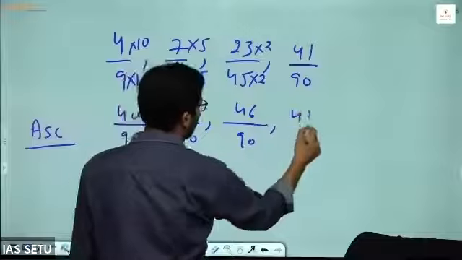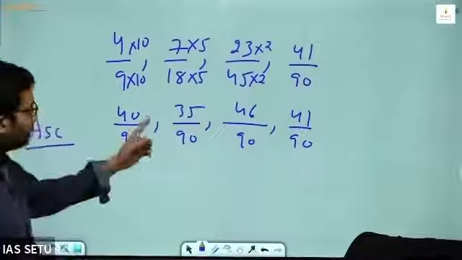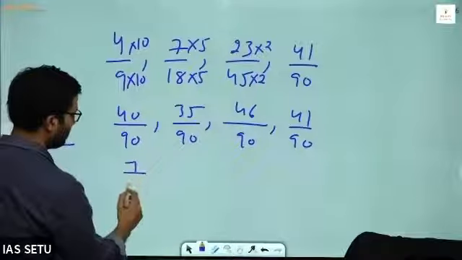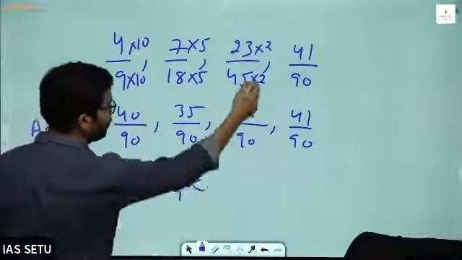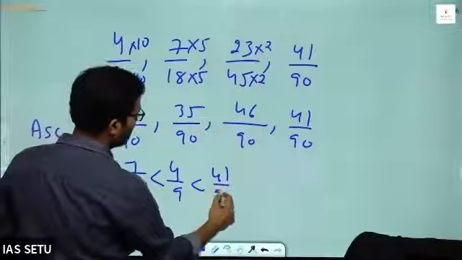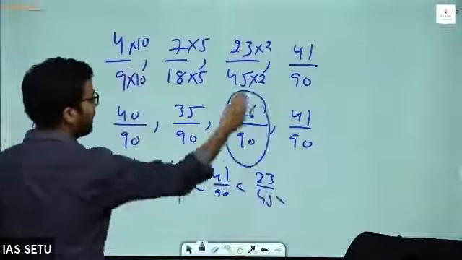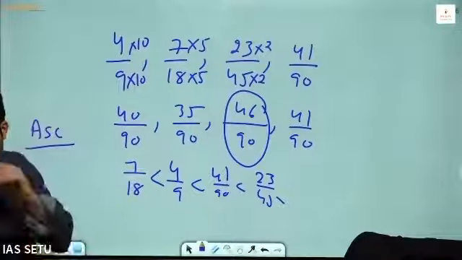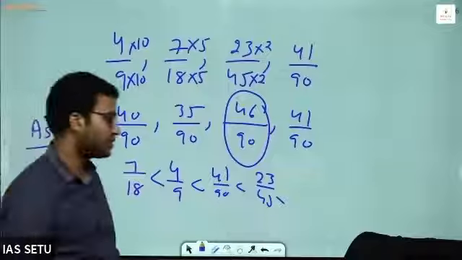46 by 90, 41 by 90. Now since the denominator is the same, we check: this is the smallest. So 7 by 18 is smaller than 4 by 9, is smaller than 41 by 90, is smaller than 23 by 45. So this is the largest, and 35 by 90 is the smallest. Okay. Next, type 2.